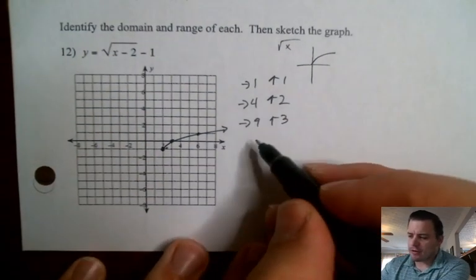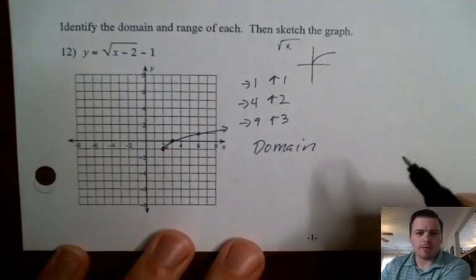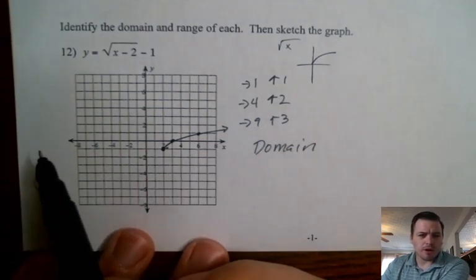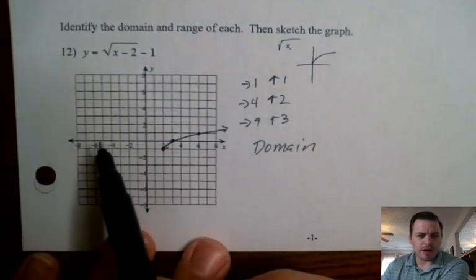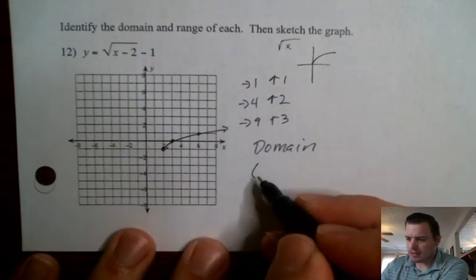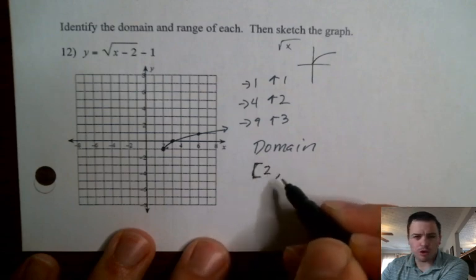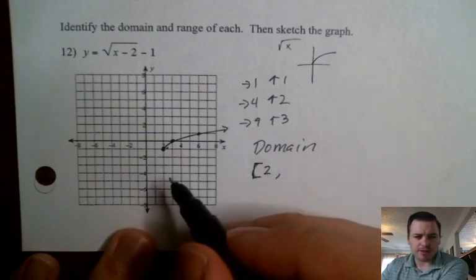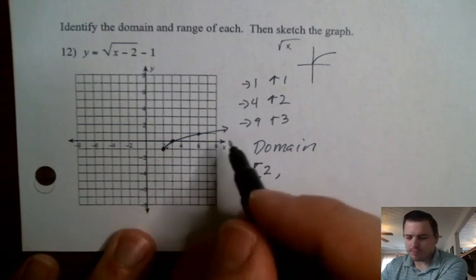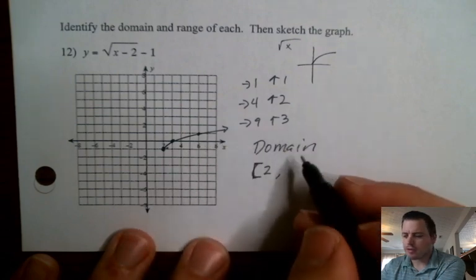Okay, from here we have to do domain and range. So for my domain, no values over here work because they're not a part of the graph. So we come right here to 2. So domain is 2, but we put a bracket on it because it's included. We'd put a parenthesis if it was a hole there or something. So from 2 all the way to infinity.